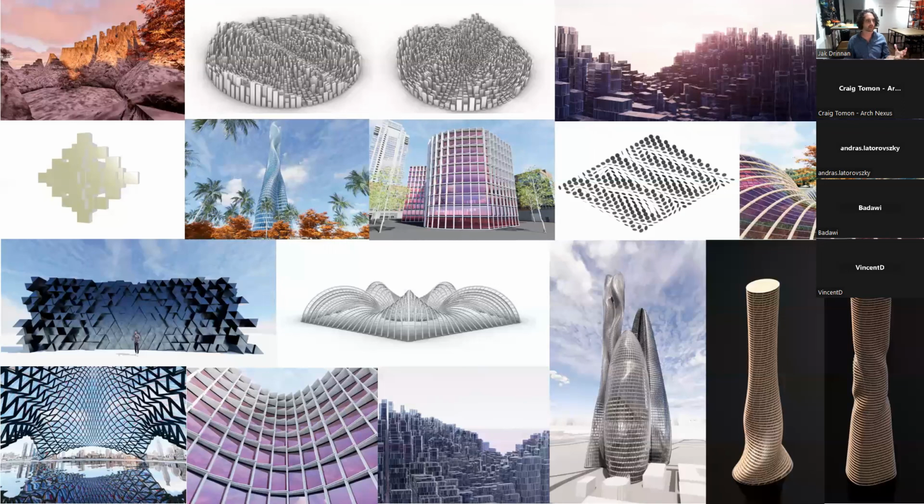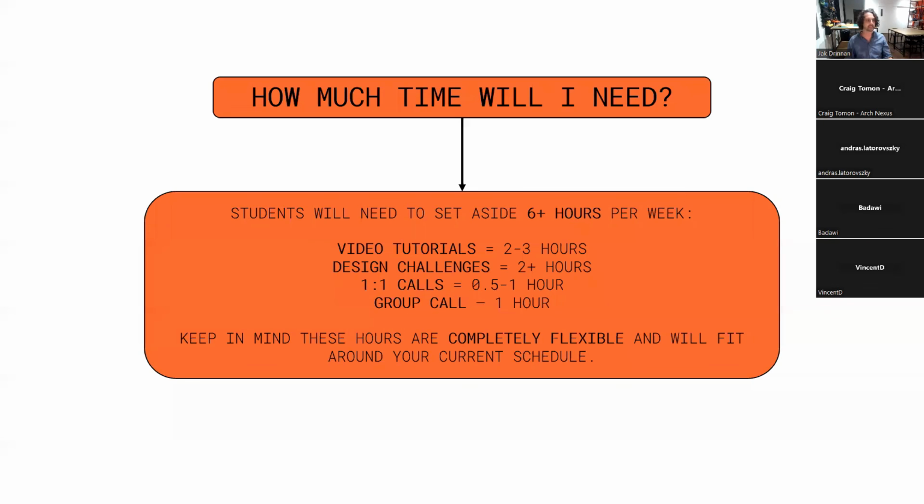This is just a few of the images from our current cohort of students. So again, imagery is super important. Building your own approach and your own library of parametric scripts that you can take into your work. It's around 6+ hours a week, so 2-3 hours of videos, 2 hours plus of design challenges. You could take a lot longer if you really, really want to push yourself. The one-on-one calls are about half an hour to an hour, and then the group calls about an hour. And keep in mind, this is super flexible. So the videos are like 20 to 30 minutes, with some 40 minutes, that you can fit around your schedule.